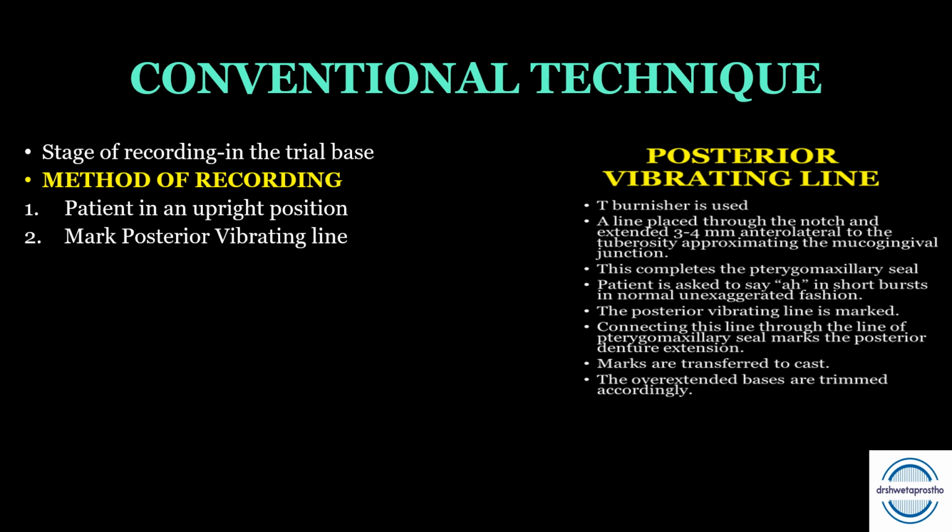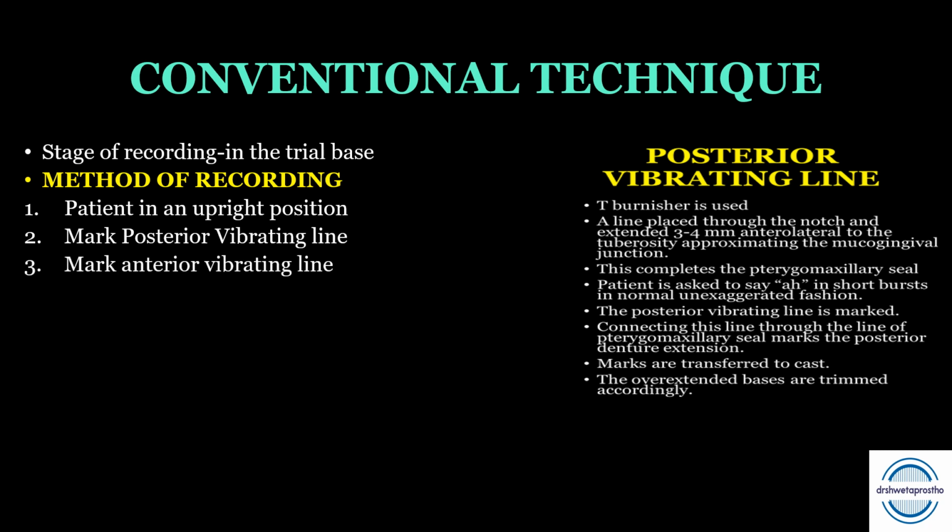Now the patient is asked to say "ah" in a short burst in a normal, unexaggerated fashion to mark the central portion, that is the posterior palatal seal part. The posterior vibrating line is now marked, and we connect this line with the line of the pterygomaxillary seal. This will mark the posterior denture extension. Now the trial base is inserted and these marks are transferred to the trial base, and then these lines are redefined and returned to the cast or the model to complete the transfer. If the denture bases are overextended, they are trimmed accordingly.